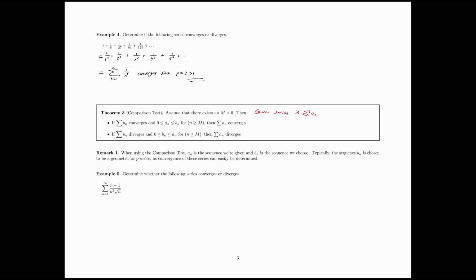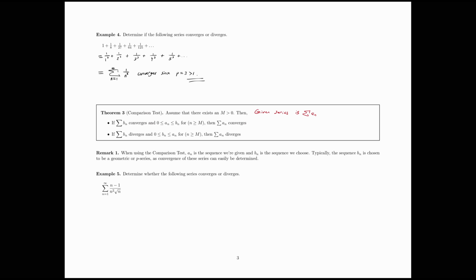And then similarly, we can reverse the inequality. If we can find series terms that are smaller than our series terms, and the series of the smaller terms diverges, then that forces the series of the larger terms to also diverge.